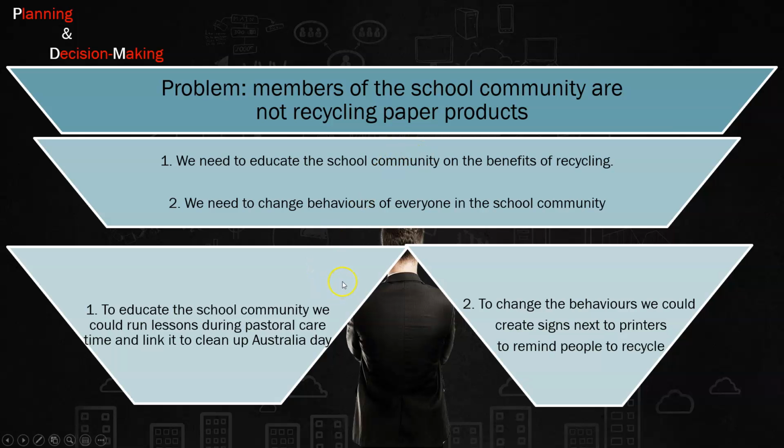So we drill down to the next step and we break each of these into a smaller chunk. So looking at the educating part, we've said that we could run lessons during pastoral care, and we could link it up with Clean Up Australia Day. In the other one, to change the behaviour, we could create signs next to the printers to remind people to recycle. So we've taken it, we've broken it down into these smaller steps, and now we've got a very clear goal. From here, I go, all right, well, I'll go make some signs. Here, I'll start building some lessons for pastoral care, and I'll find out when is Clean Up Australia Day. So it's much easier to manage and then work my way up than just start with the bigger picture.